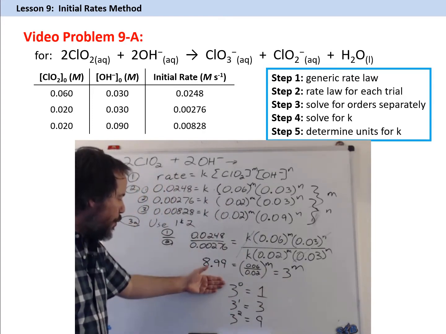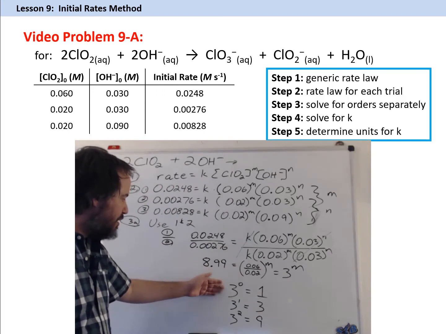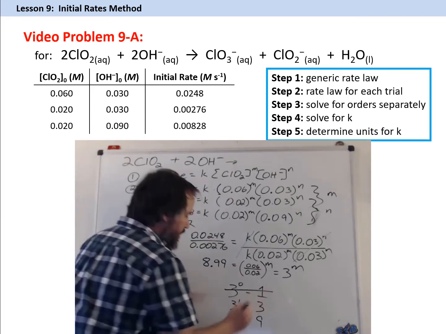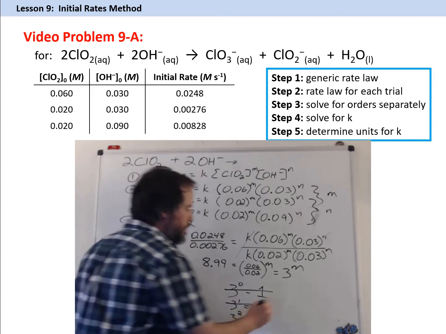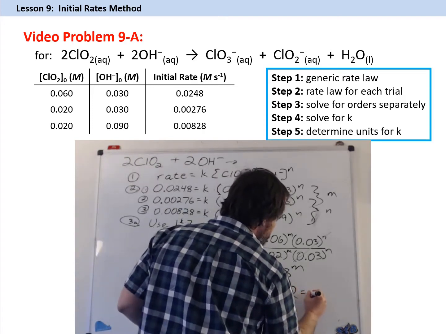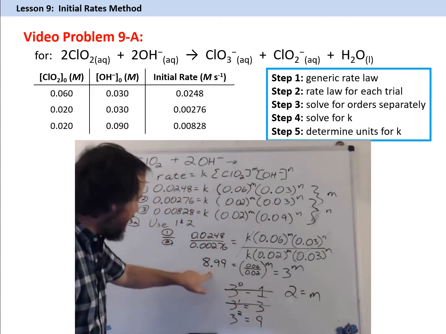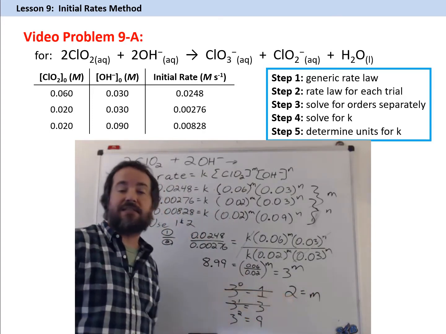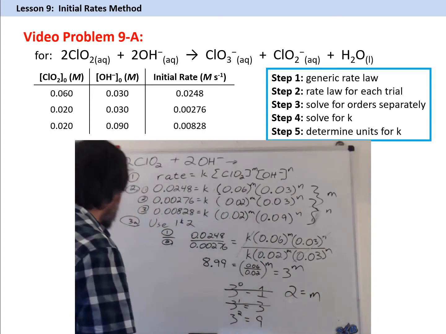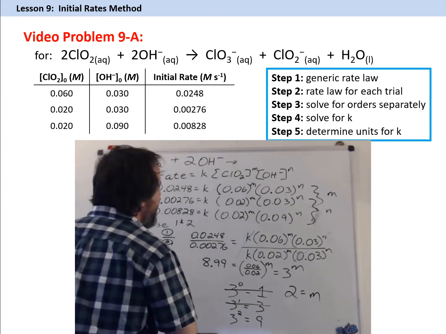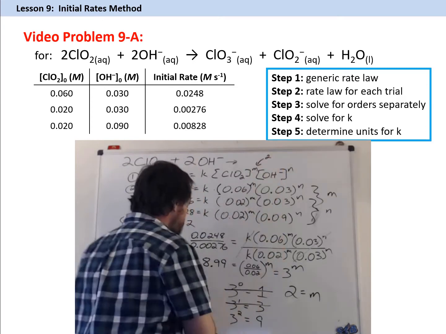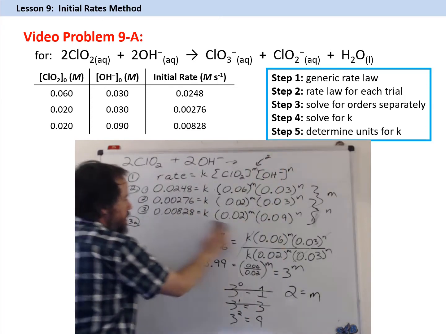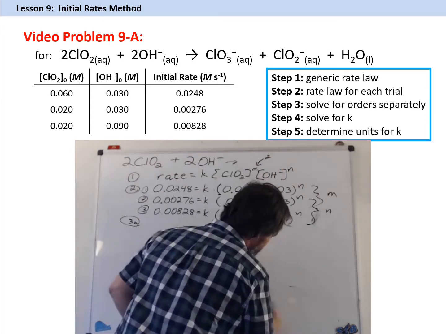So what does that mean my m is? My m's not 0 and it's not 1, it's 2. So m equals 2. Notice 9 and 8.99 are close enough, so I can say m is 2. I just found out that my m is 2. Now let's move on to step 3b.